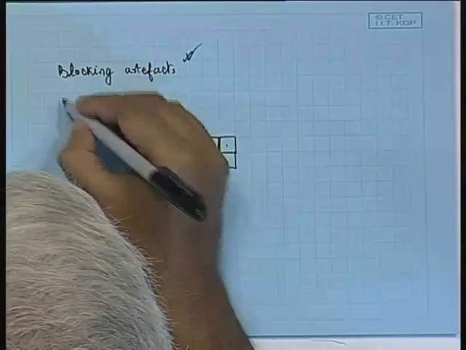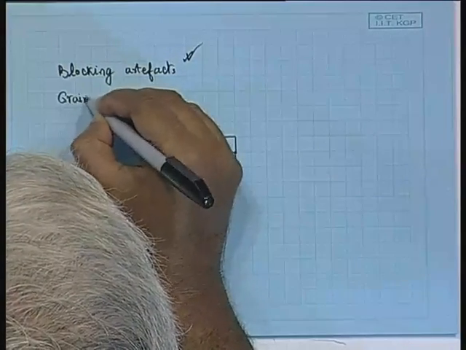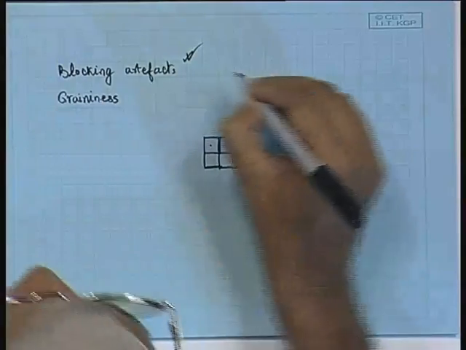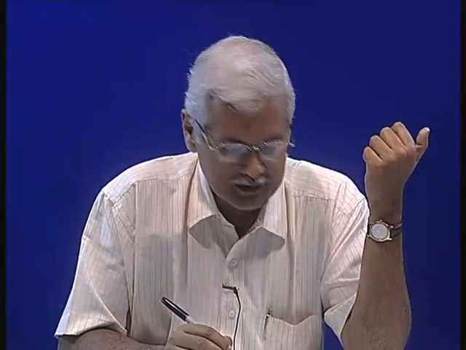So, blocking artifact is one major artifact, graininess is due to truncation of the low spectral coefficients, or lack of details, or rather to say blurring, which is due to the truncation of high frequency components. These are some of the major deficiencies that one faces in the discrete cosine transform.